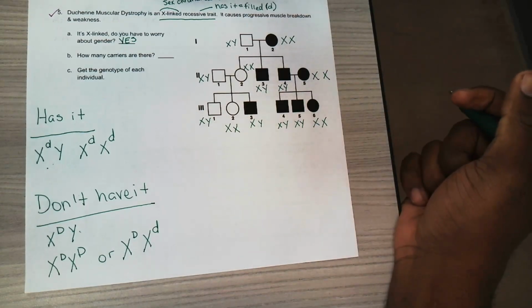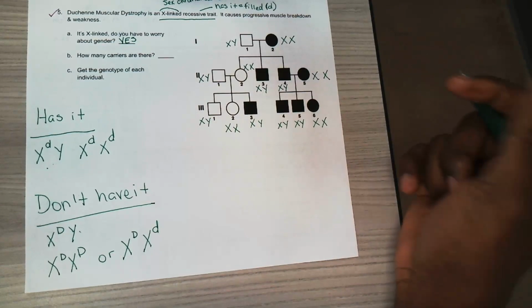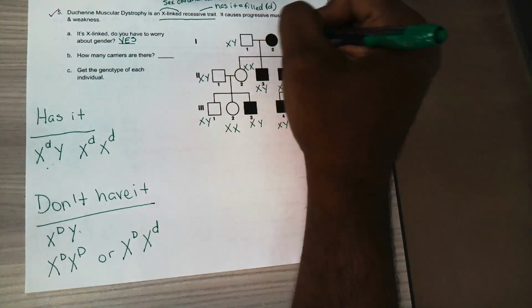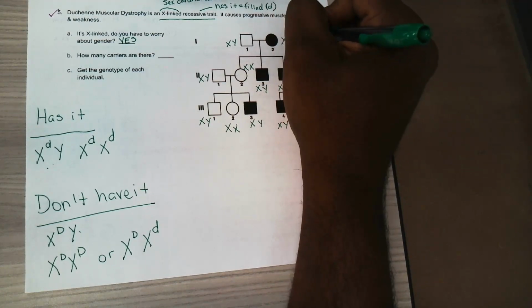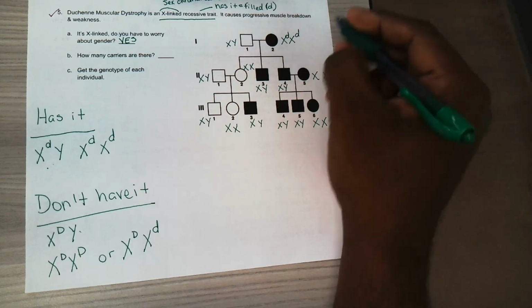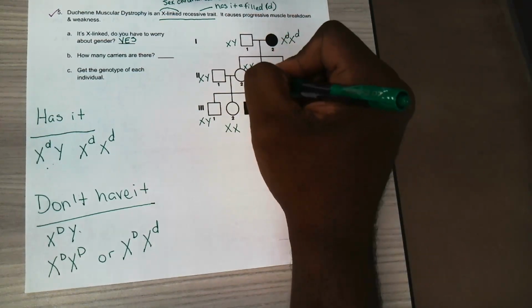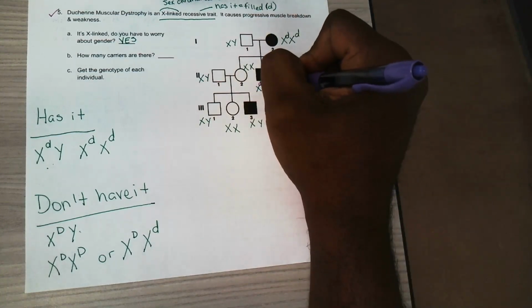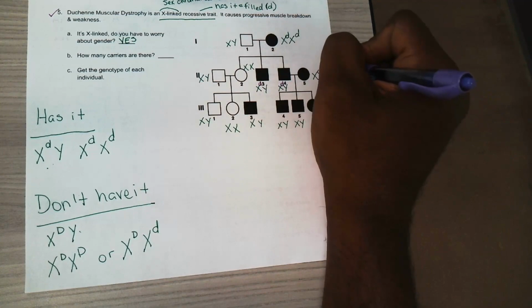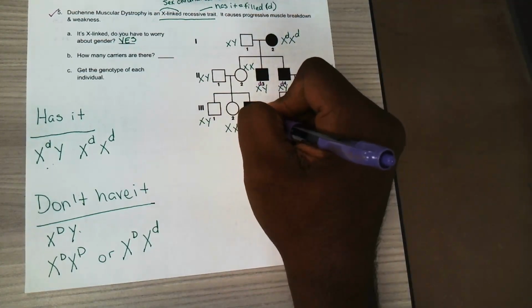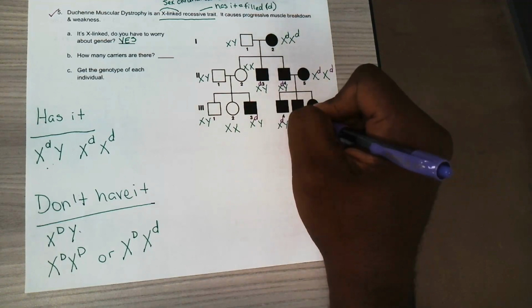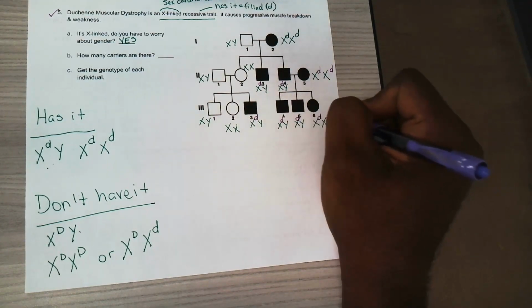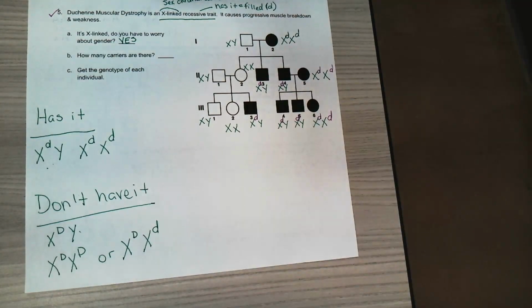Now, what's easier to do? We know what's shaded in, so we already know what it has to have. So let's do that first. It's a female, it's shaded in, so we know it has to be X with the exponent little d. If we go down, we know the same thing has to be here. So we're going to add that in, and we're doing this for everything that's shaded. So we did the shaded ones, right?